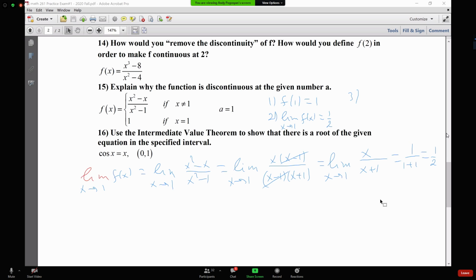Third condition, limit of f of x as x approaches 1 is not equal to f of 1. That's why it has a discontinuity. So the third condition is broken. Function value exists, limit exists, but they are not equal to each other. That's number 15. Question?